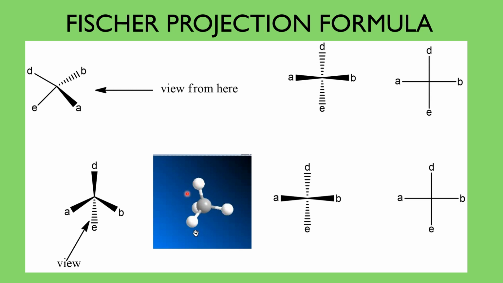So for me these three groups are coming towards me and the one that is at the back side is going away from me. And this three-dimensional structure has been represented with a perspective formula like this. And this perspective formula I have to convert into a flying wedge or a Fischer projection now.